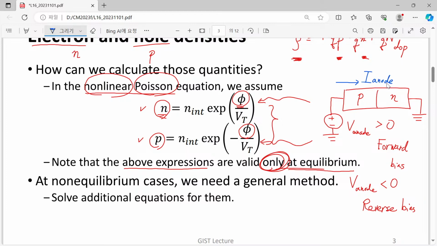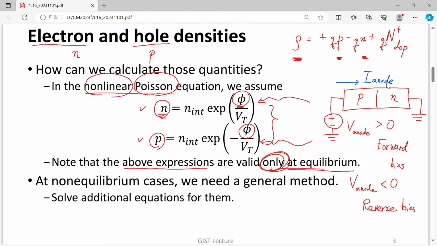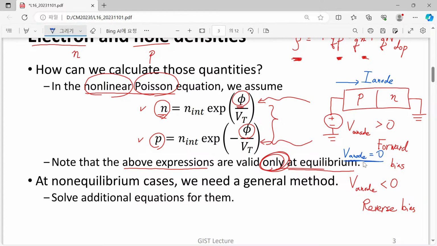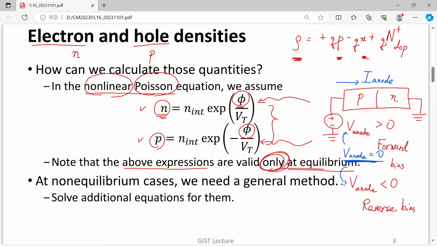That is the typical use case for this kind of PN junction. Right now we can just consider the case where V anode is exactly 0. Then how can we expand our capability to this case or that case? How can we apply non-zero bias voltage to our system? That is our main motivation.